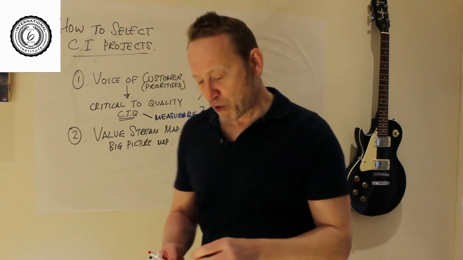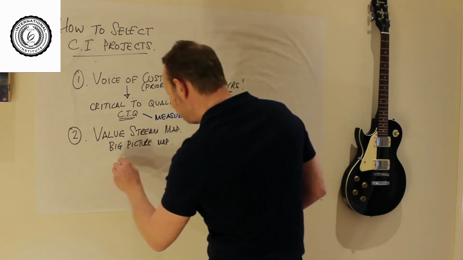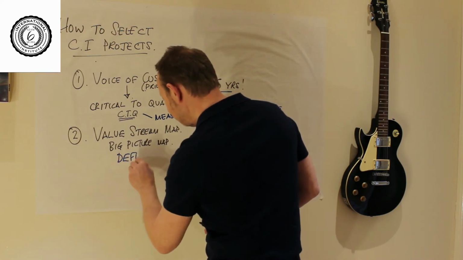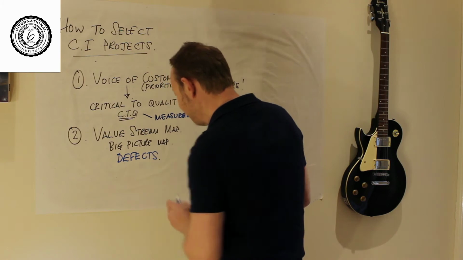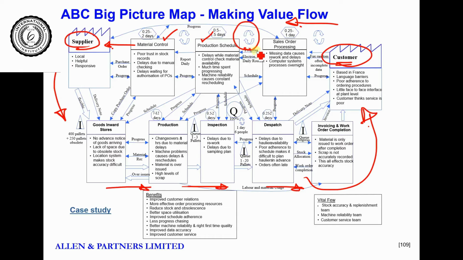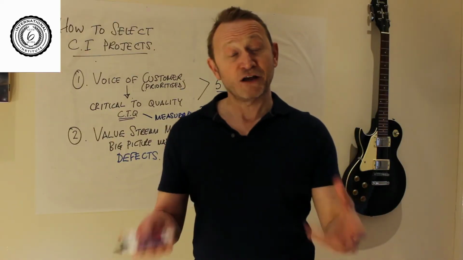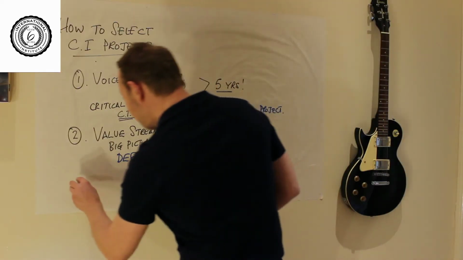Now, one of the 7 wastes, of course, when you do the big picture map, is defects. Defects are indicated on the big picture map. The opposing arrows that you see, that's rework. The big Q that you see, that's a quality point. So you will typically see defects on the big picture map. If you see defects on a big picture map, then potentially that's a project. And finally, of course, what you could do is just go and look.